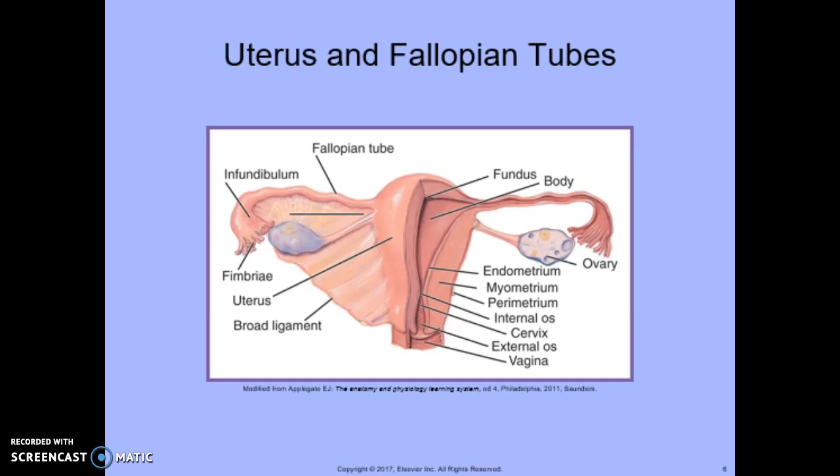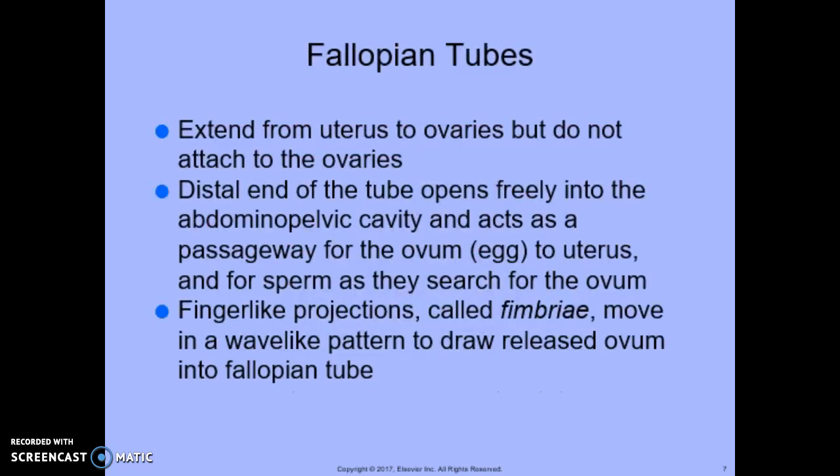The uterus has three layers: the endometrium, the myometrium, and the perimetrium. Let's look at the fallopian tubes. The fallopian tubes extend from the uterus to the ovaries, but do not attach to the ovaries. The distal end of the tubes opens freely into the abdominopelvic cavity and acts as a passageway for the ovum, also the egg, to the uterus, and for sperm as they search for the ovum.